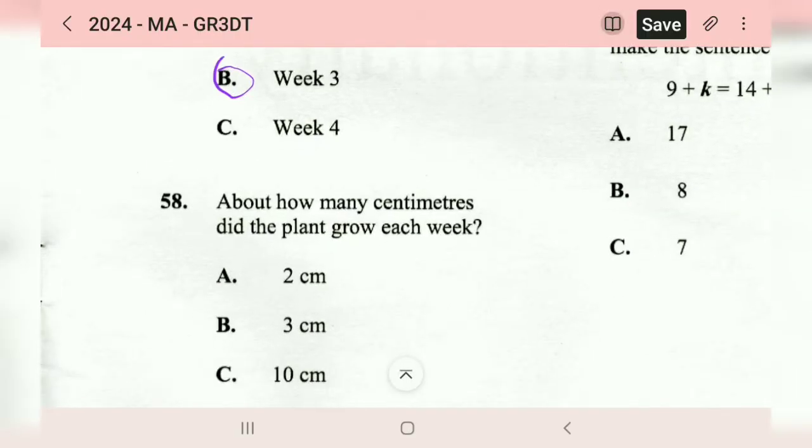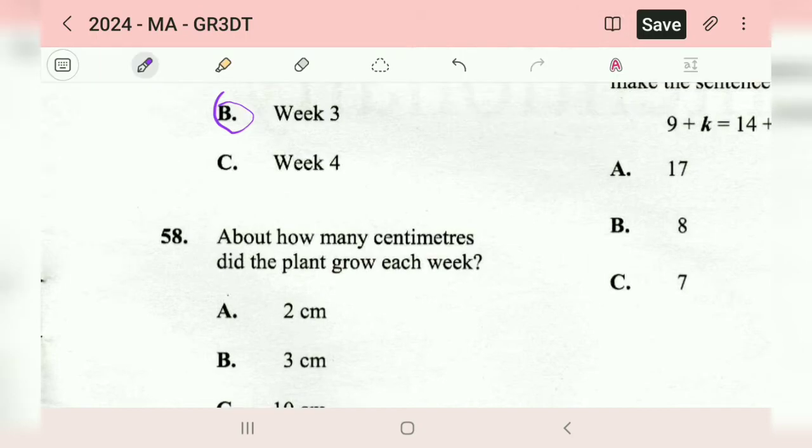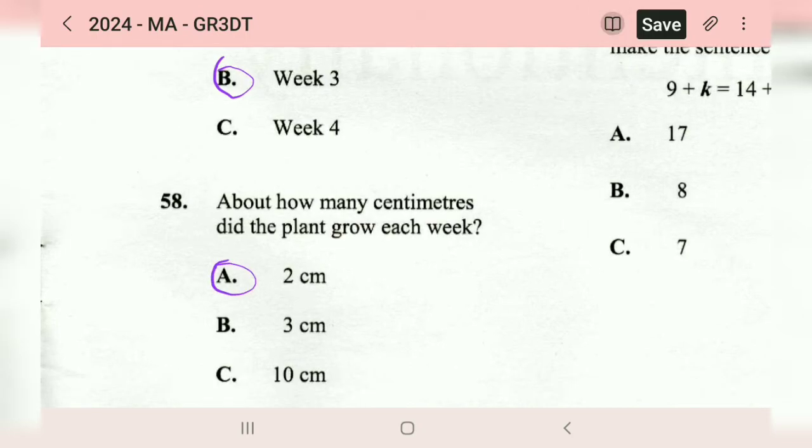Moving on. About how much centimeter did the plant grow each week? It's about 2 centimeters. Only once it went 3, and if you were to add the 3 plus the 2 groups of 2, that would be 7, and the number of weeks divided by that, it's about 2. Alright?